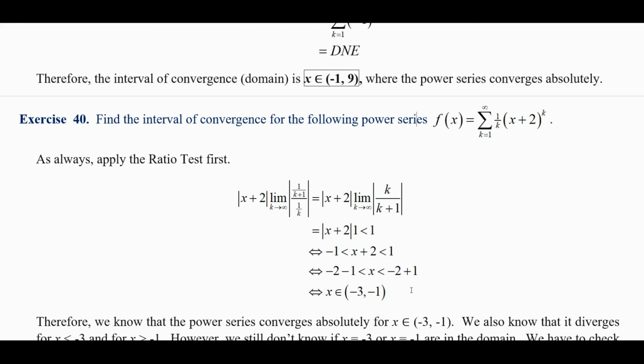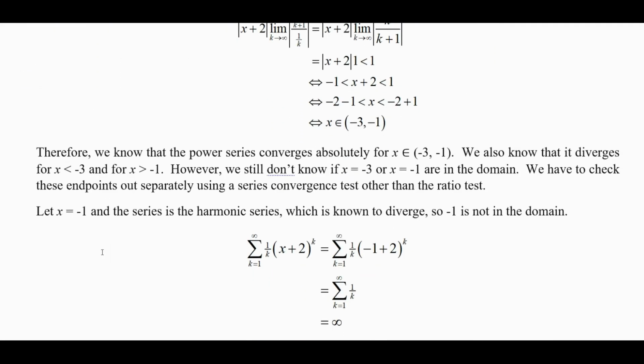We know for x greater than negative 1, it diverges. For x less than negative 3, it diverges. What we don't know about is what happens when x equals negative 3 or x equals negative 1. We have to check for those two things separately because the ratio test is inconclusive when this limit equals 1. So here we go. We try them one at a time.